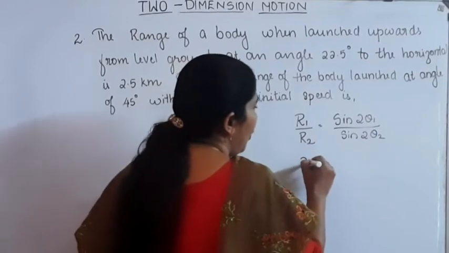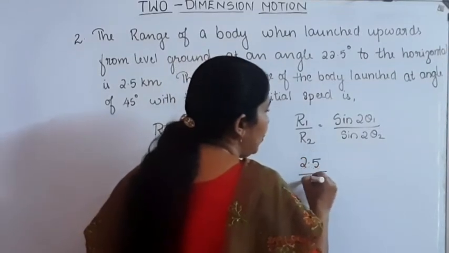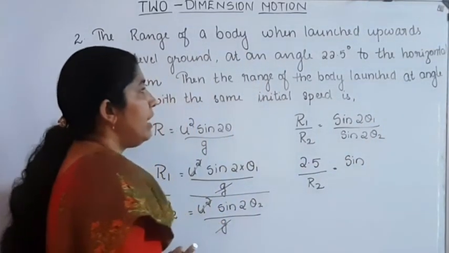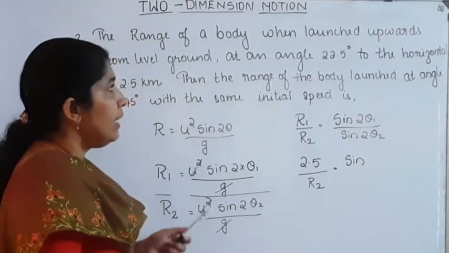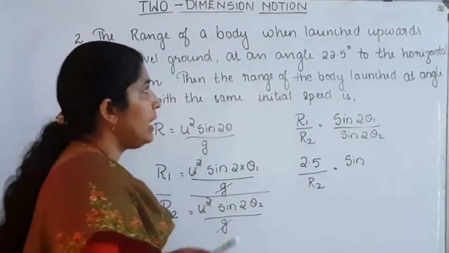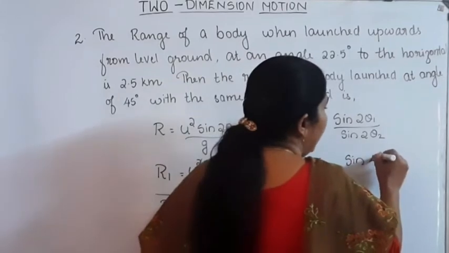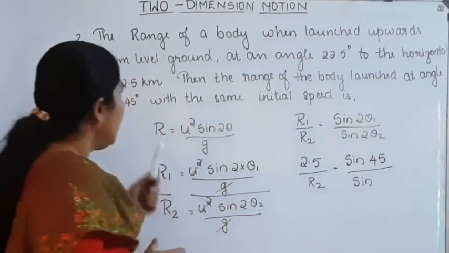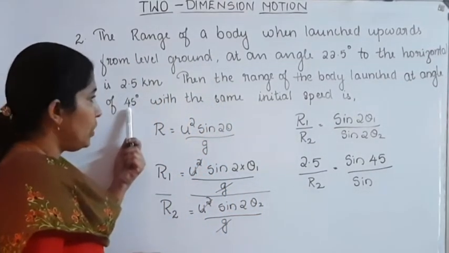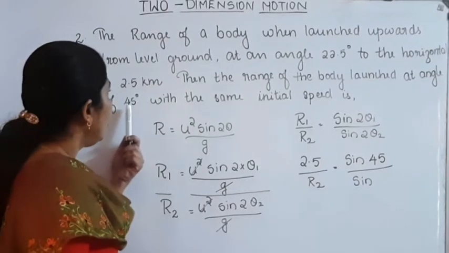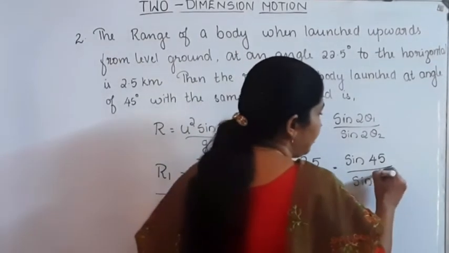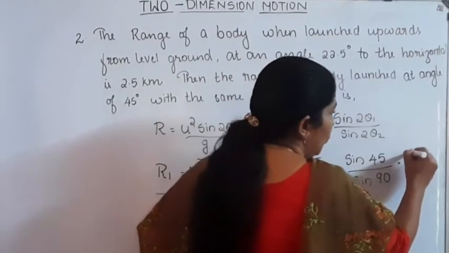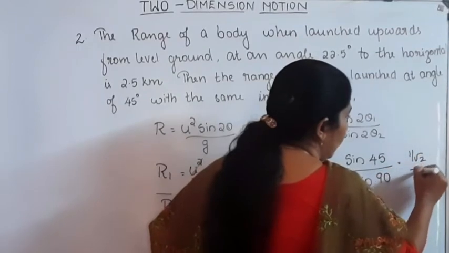That is, 2.5 divided by R2 is equal to sine 2 into theta 1. Theta 1 is equal to 22.5 degrees, then 2 into 22.5 degrees is equal to 45, divided by sine 2 into 45 degrees. In the second part, angle theta 2 is equal to 45 degrees. Then 2 into 45 is equal to 90. Sine 45 is equal to 1 by root 2. Sine 90 is equal to 1.